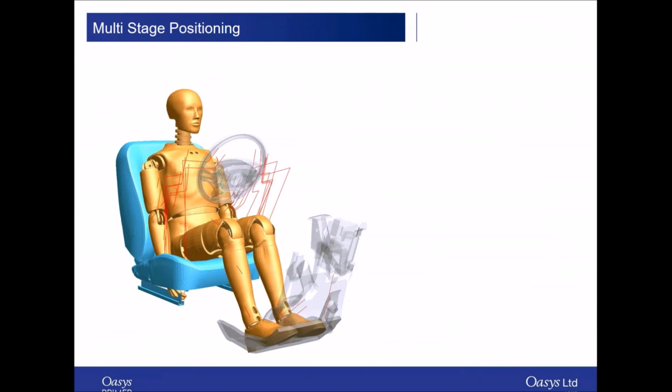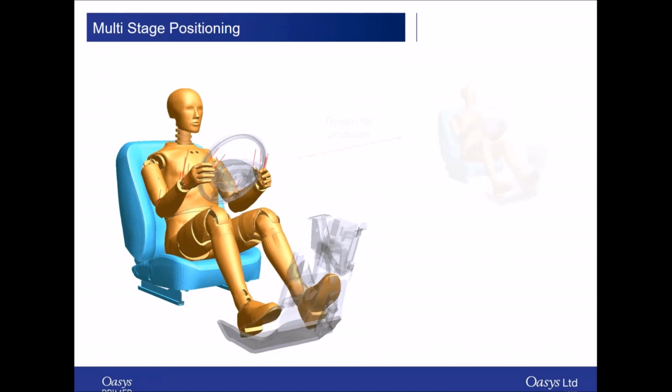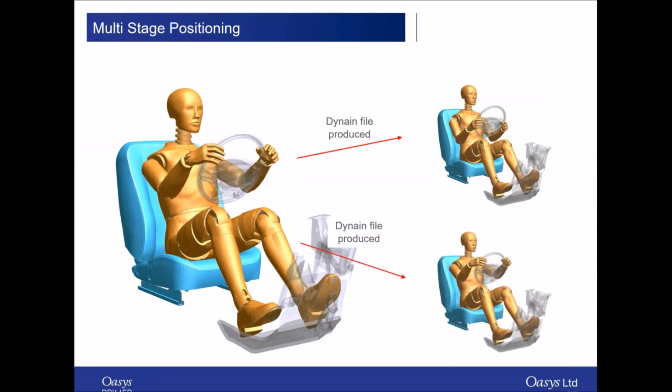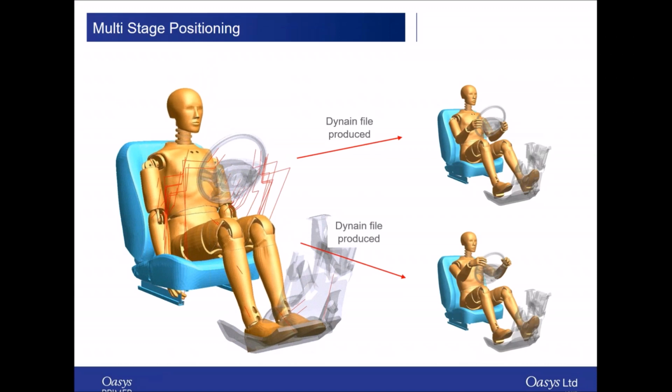This next slide shows you the animation from the previous setup. So the occupant moves down to the seat, the hands move up either side of the steering wheel, and then they move onto the steering wheel. And then the feet move into their pedal position. Then we produce a dyna.in file that can be input into your crash analysis. The hands move up onto a new position on the steering wheel. We produce another dyna.in file.